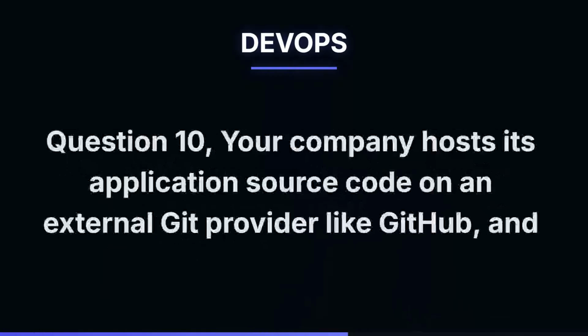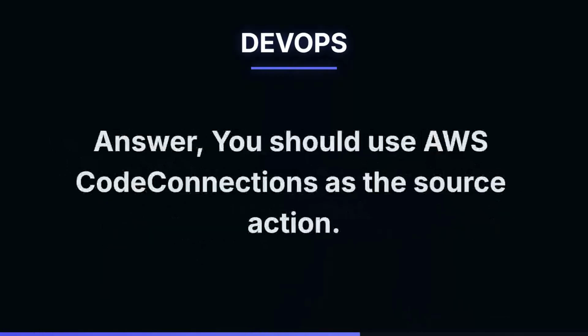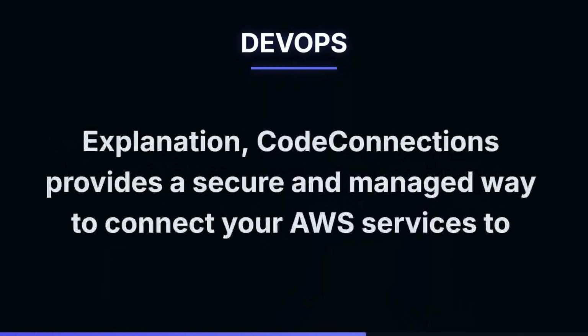Question 10. Your company hosts its application source code on an external Git provider like GitHub, and you want your AWS pipeline to start automatically upon a new code push. How do you connect them? Answer: you should use AWS Code Connections as the source action. Explanation: Code Connections provides a secure and managed way to connect your AWS services to third-party Git repositories like GitHub.